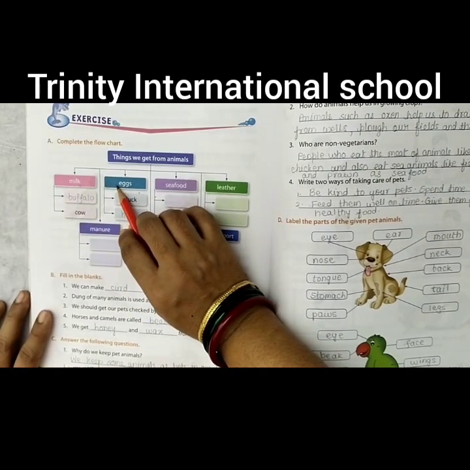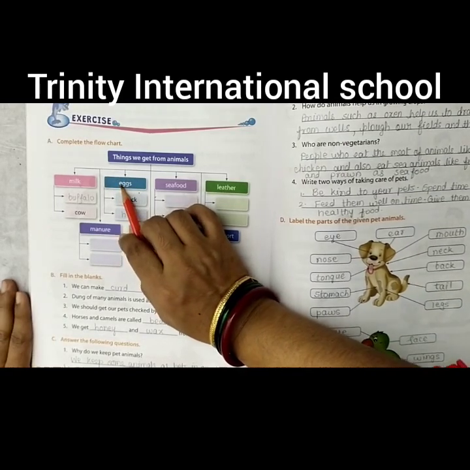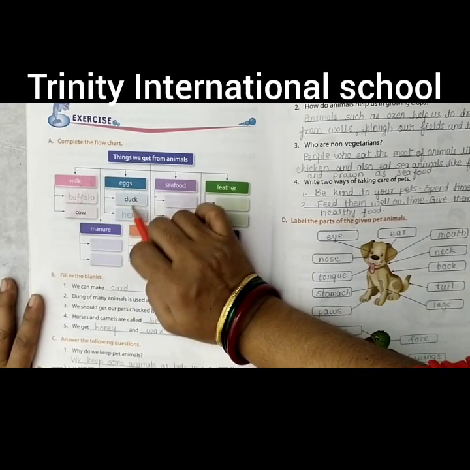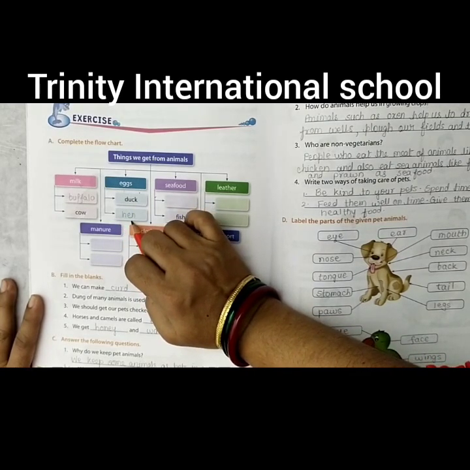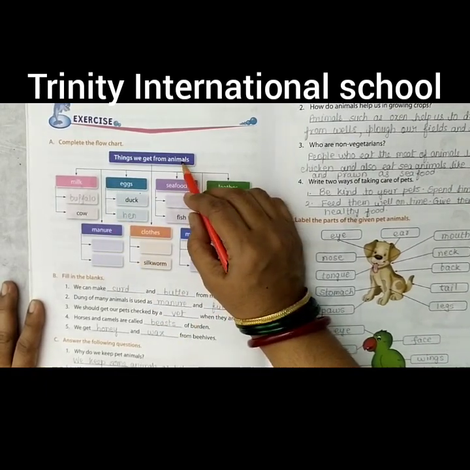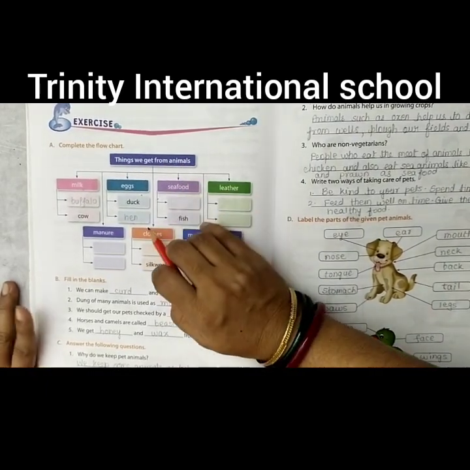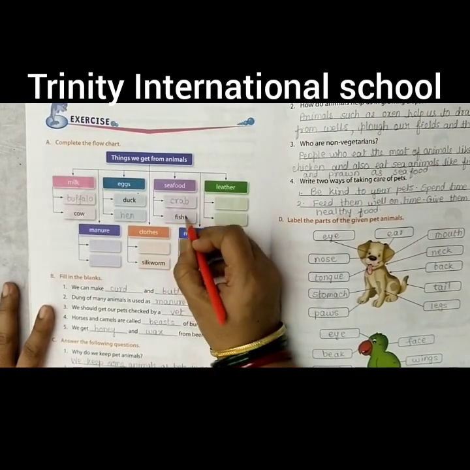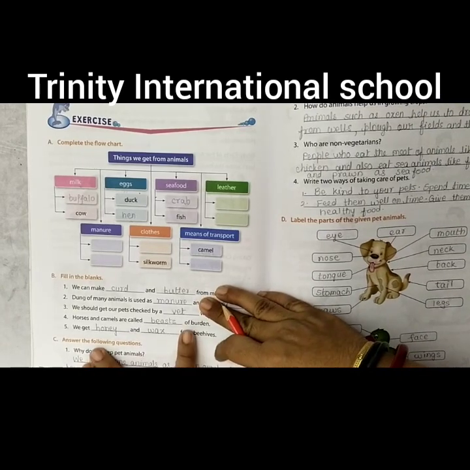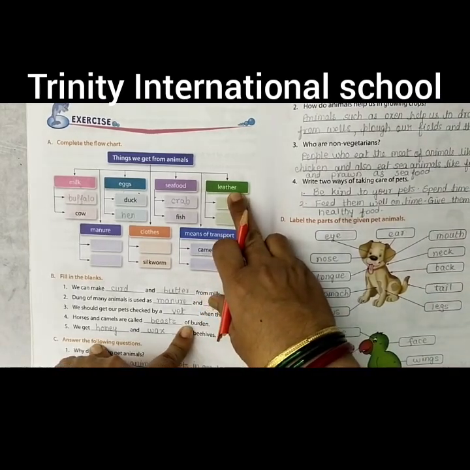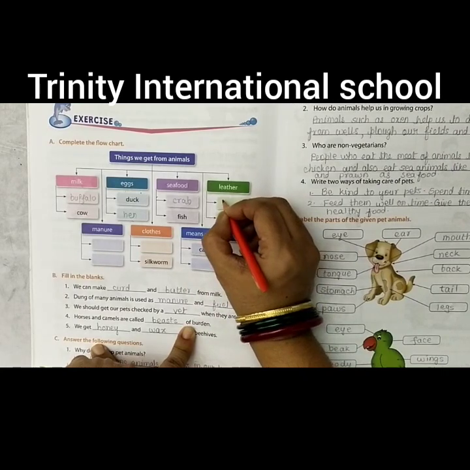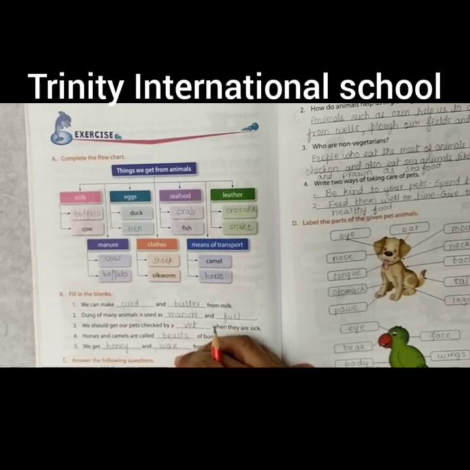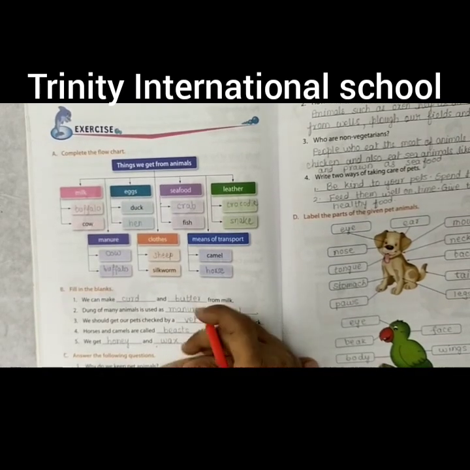Now second one, the animals are giving us eggs. So which are the birds which give you eggs? Duck and hen. Write down that. Then seafood we are getting from crab, fish. Okay. Then leather from which animal we are getting? Crocodile.